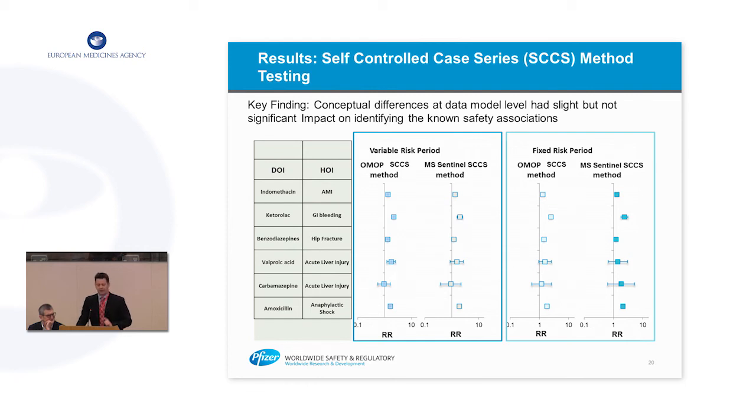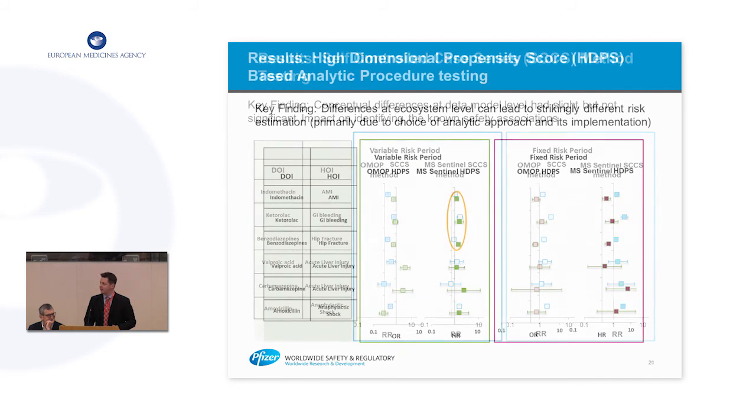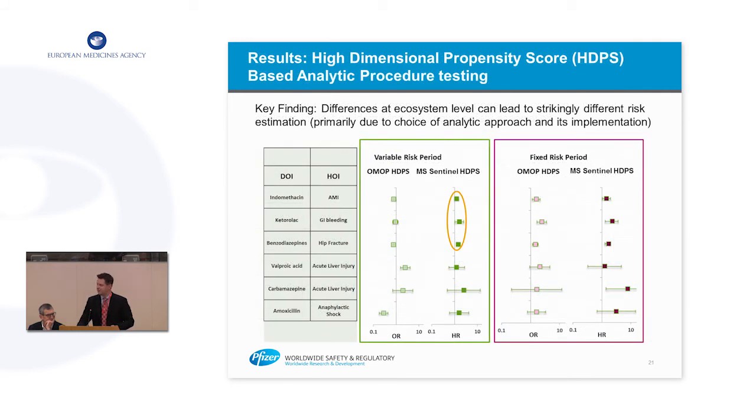This was actually a custom-based self-controlled case series, so we saw, as expected, similar results. It was custom-based because at the time the Sentinel self-controlled case series wasn't available, and we made some slight alterations to the OMOP implementation at the time. But we saw similar results, which kind of supported that the CDM conversion itself had been done similarly. But when we looked at the HDPS, we saw very different results for certain drug event pairs.